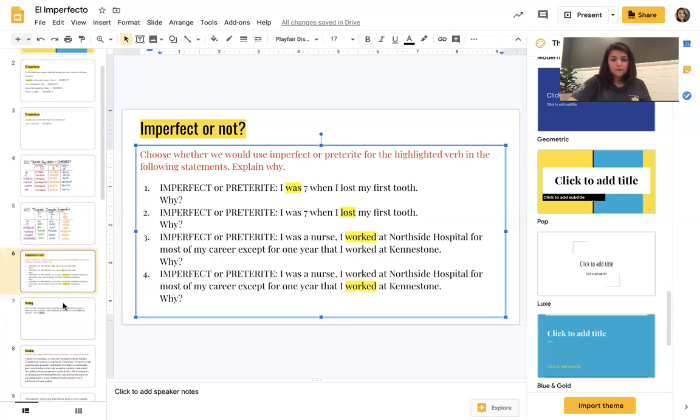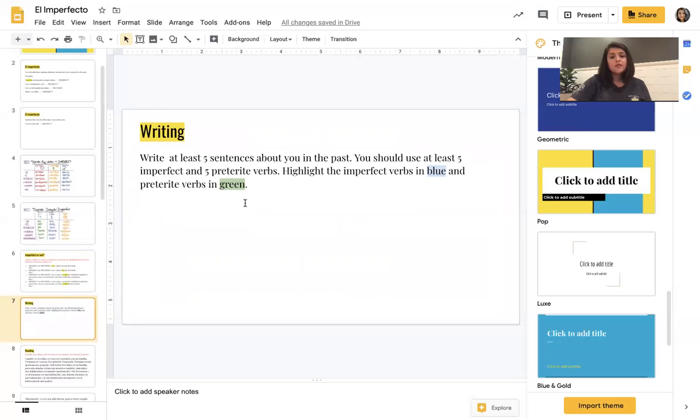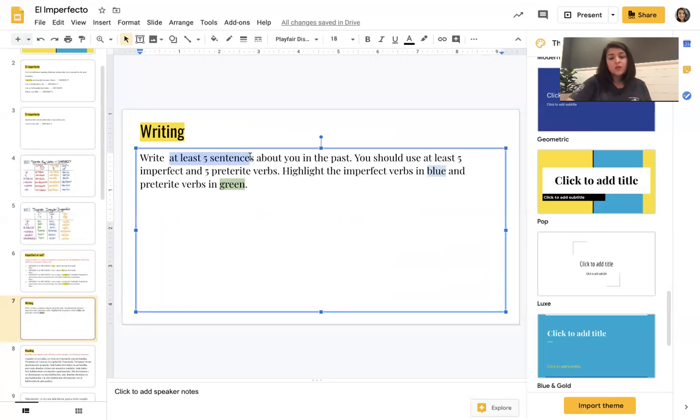Okay, so here is your work. I want you to write at least 5 sentences. You may need to write more, that's okay. But at least 5 sentences about you in the past. You should use at least 5 imperfect and 5 preterite verbs. And you're going to highlight your imperfect verbs in blue and your preterite verbs in green.